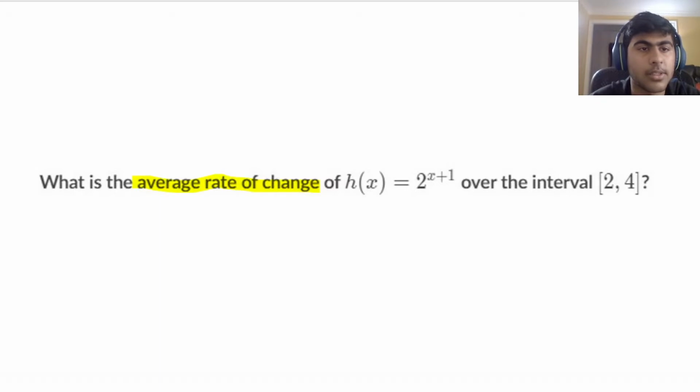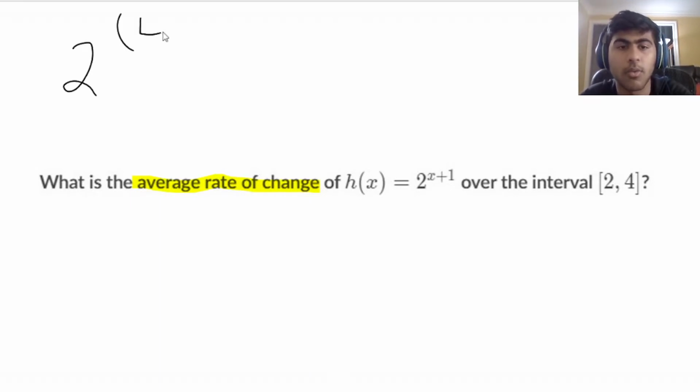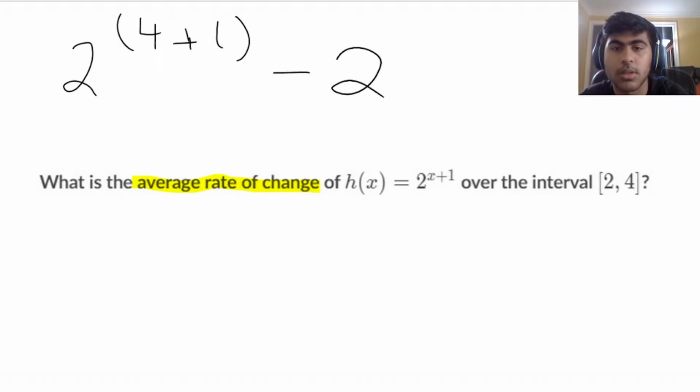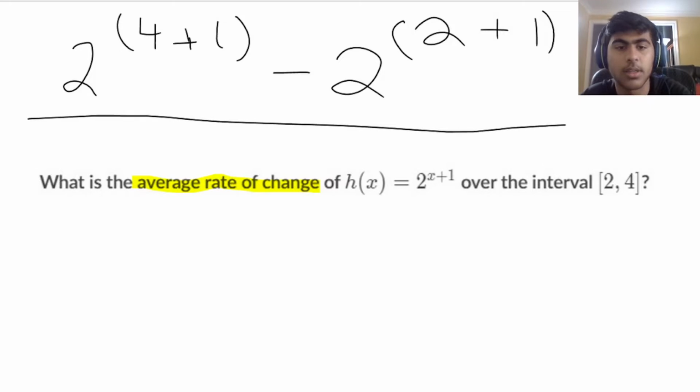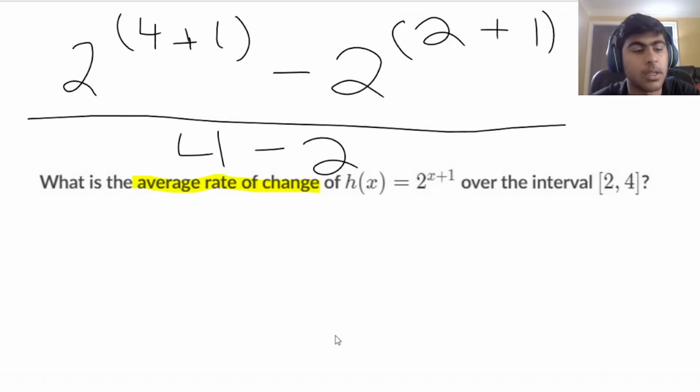But the part that is useful for calculus is knowing how to use this for the difference quotient, which we'll cover later. But for this, we just plug in the numbers, right? We go 2 to the 4 plus 1, and 4 is x, minus 2 to the 2 plus 1, and then it's going to be 4 minus 2. And if this reminds you of something, it should, because this is really the formula for the slope of a line. And that's what we're doing, right?